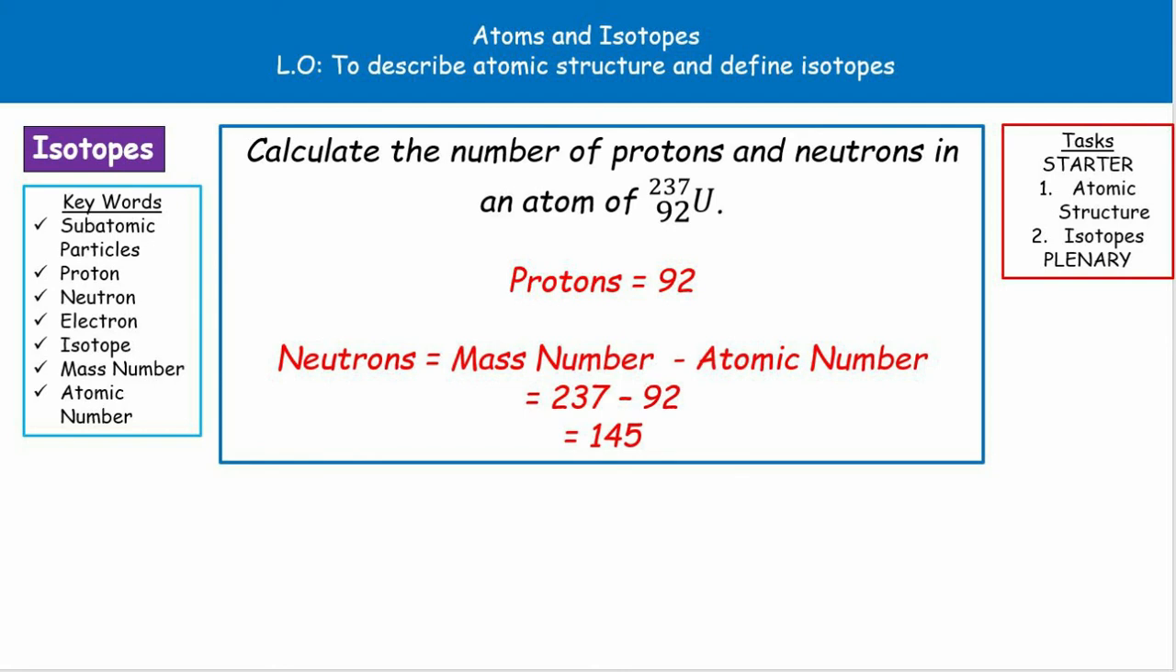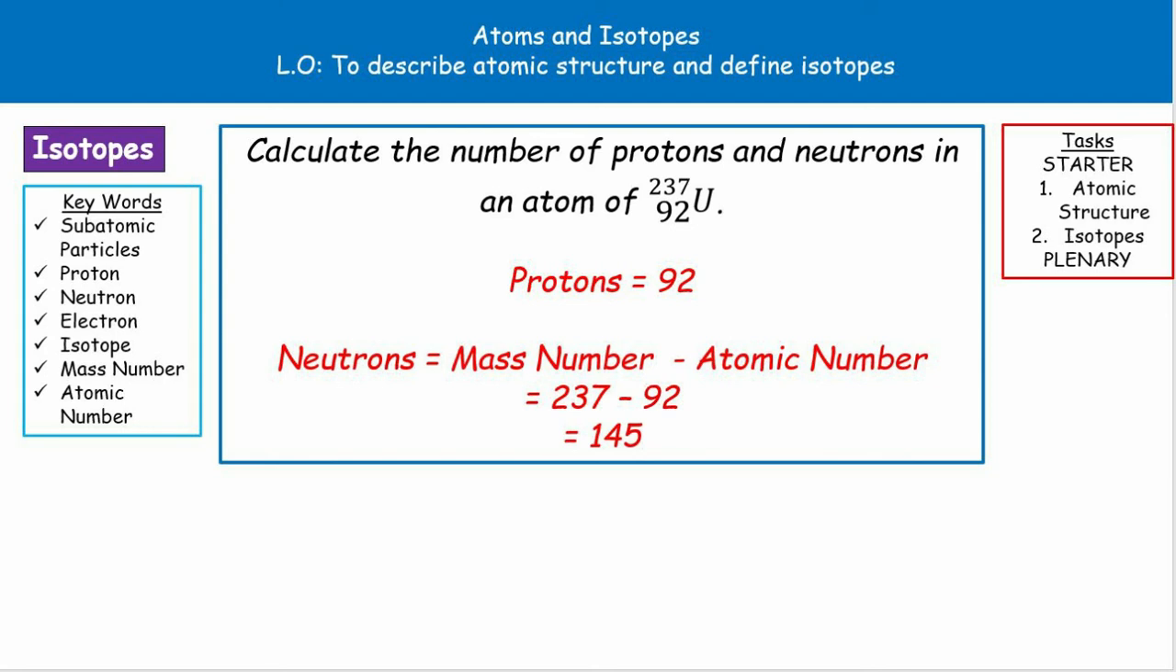Let's make sure we've got that one right then. So calculate the number of protons and neutrons in an atom of uranium-237. So first thing we can do is write down the number of protons, because that is just the atomic number. So remember, the atomic number is always the smaller of the two numbers, so in this case 92. If you got that right, give yourself a tick.